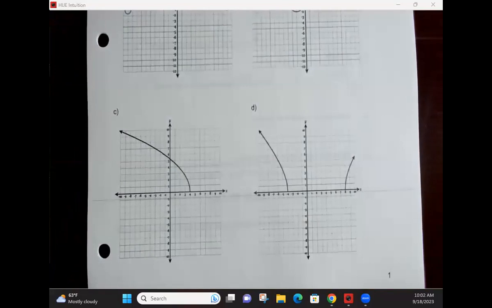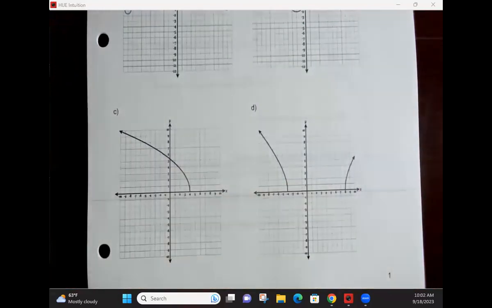For C, I've got something that is not a discrete domain here. Not a discrete domain because I have an arrow on the end here. And the same for D, we've got arrows on the end here, meaning our function's going to continue forever. So if I see arrows, it's going forever. It doesn't stop at that point, it continues on.